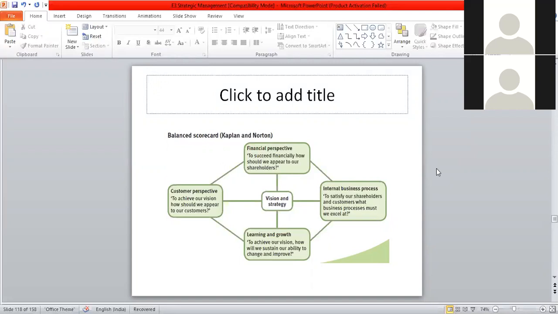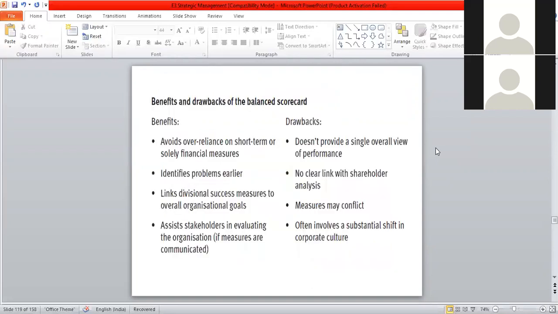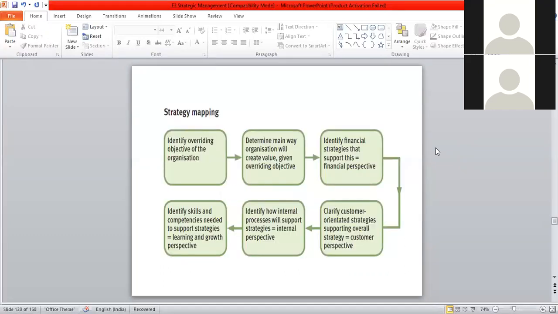But one thing, all these perspectives should work towards the achievement of the same goal. There is a term called goal congruence. Everybody is working towards the achievement of the same objective. So the vision and strategy has to be achieved, and all perspectives work towards that. We've also discussed the advantages and disadvantages, and we've stopped on this note. So the next topic from here, let's continue.